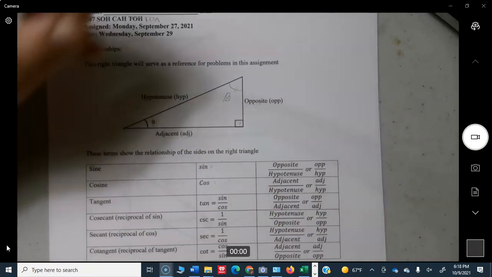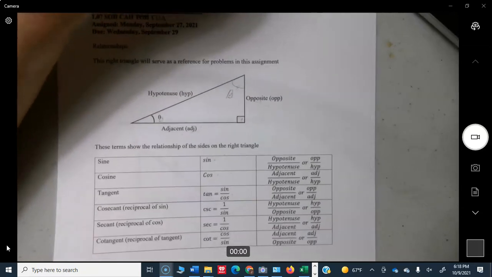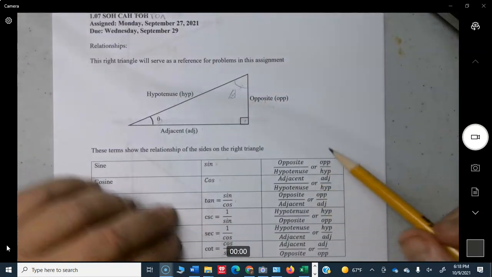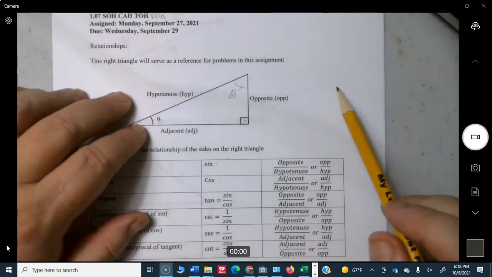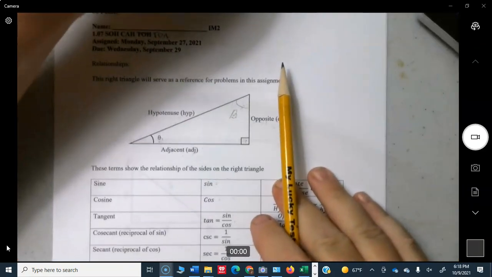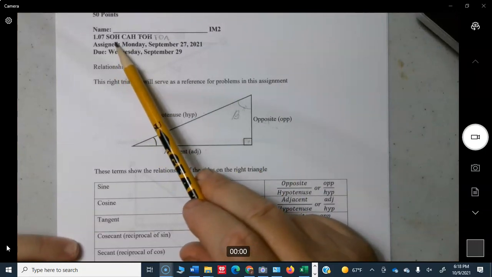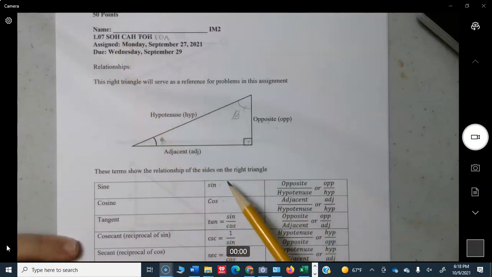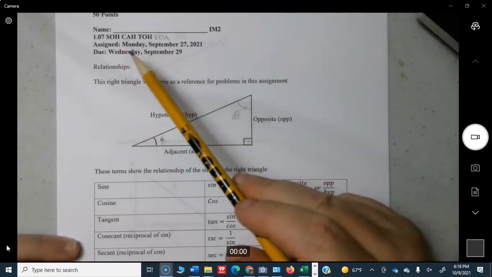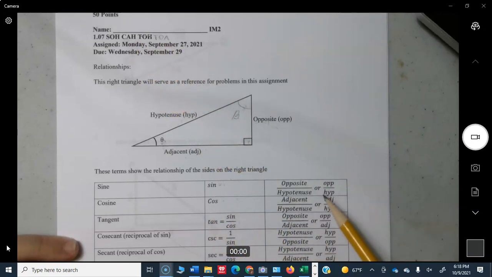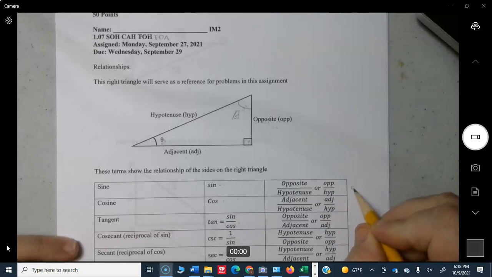Okay, let's go ahead and start working some problems with this. Let me go ahead though and define what SOHCAHTOA means. SOH is sine, opposite over hypotenuse, right here, sine opposite over hypotenuse. CAH is cosine, adjacent over hypotenuse. So I can go ahead and write that here.